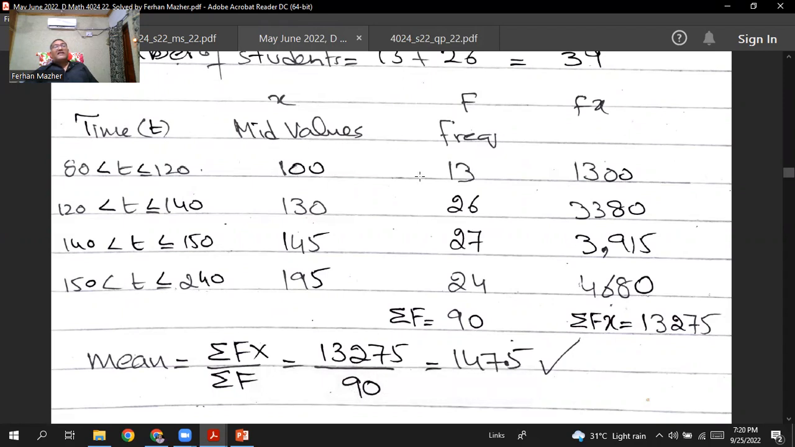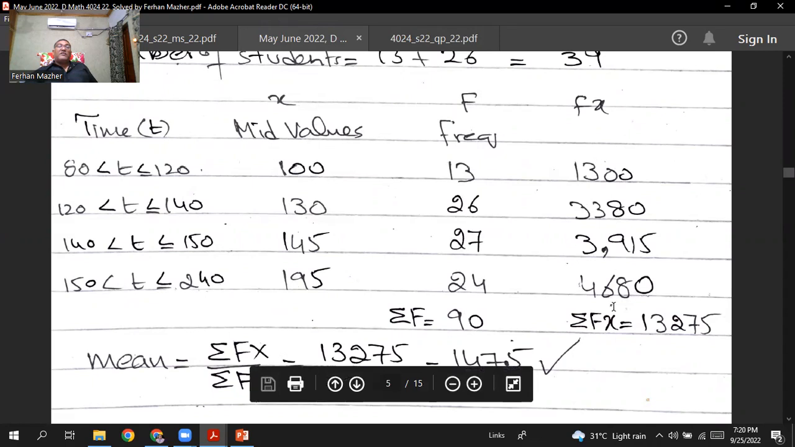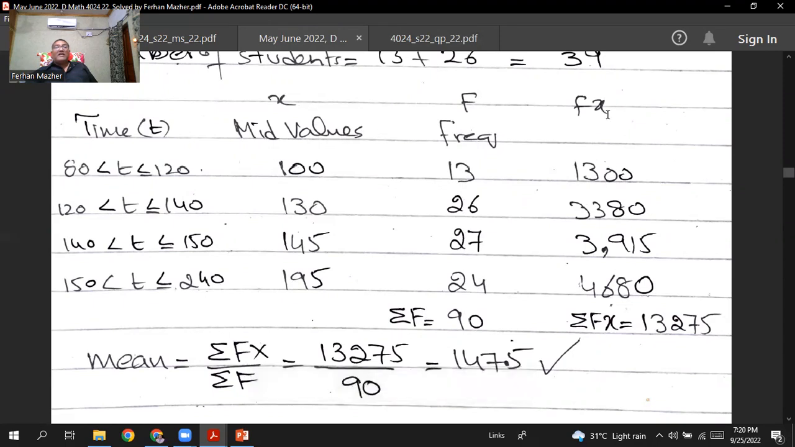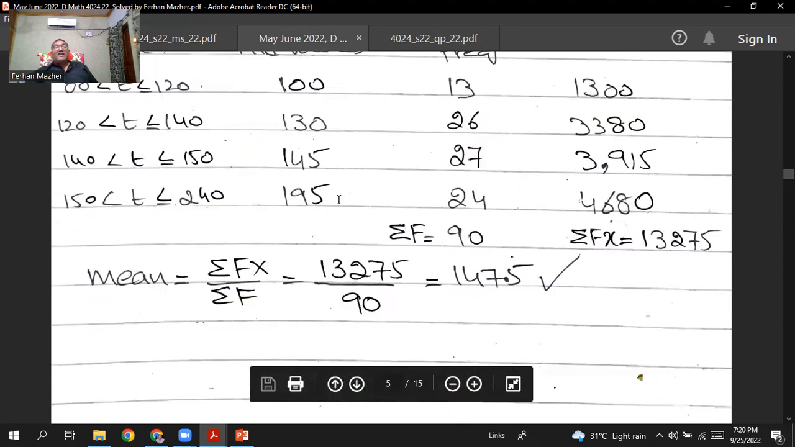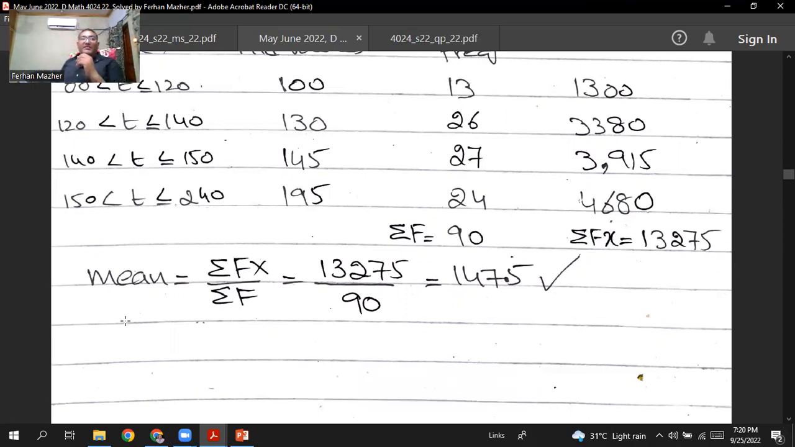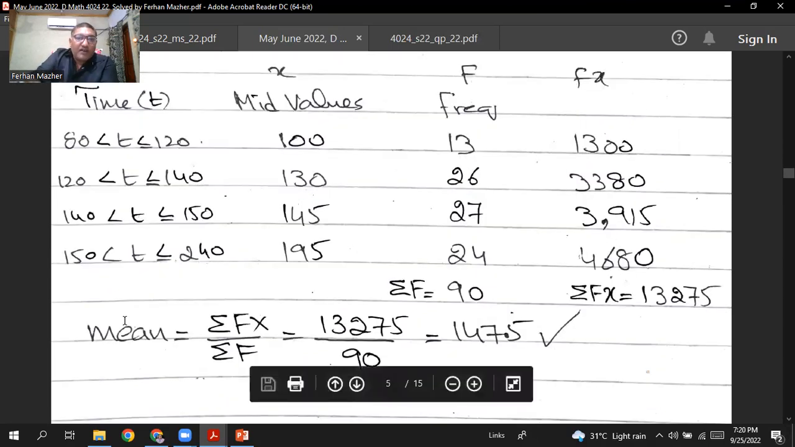Then multiply this x and f. 130 multiplied by 26, that's 3380. 145 multiplied by 27 gives you 3915. 195 multiplied by 24 gives you 4680. Then add all the frequencies, this will be summation f, and all the fx, that will be the summation fx. And you know the mean is summation fx divided by the summation f. That is the formula for the mean. So it will be 13275 divided by 90, and that will be 147.5.